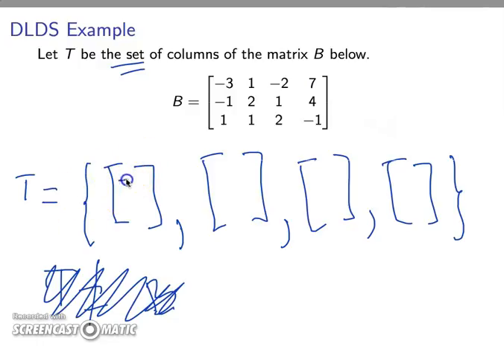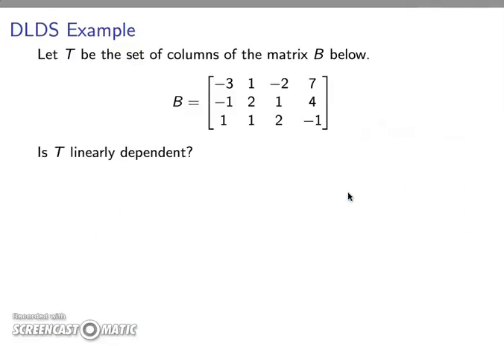So this is what we mean: -3, -1, 1, 1, 2, 1, -2, -2, 1, 2, and then 7, 4, and -1. These are the columns as members of a set, and that's what we are considering here. T is the set of columns of this matrix. So the question is: is this set linearly dependent?